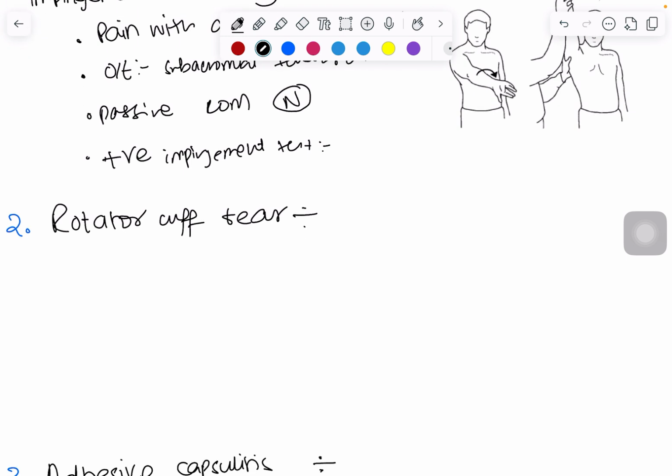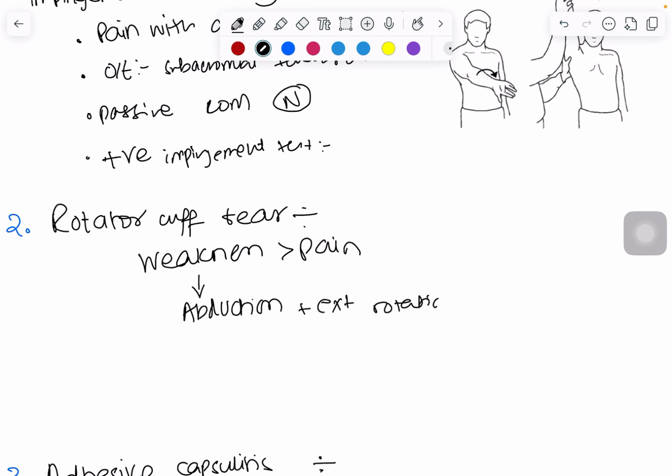Then we have rotator cuff tear. Its presentation is similar to that of tendinopathy, but in this the question will hint more towards weakness than pain, and there is weakness with abduction and external rotation, just like in tendinopathy. And often the age of the patient is more than 40 years.